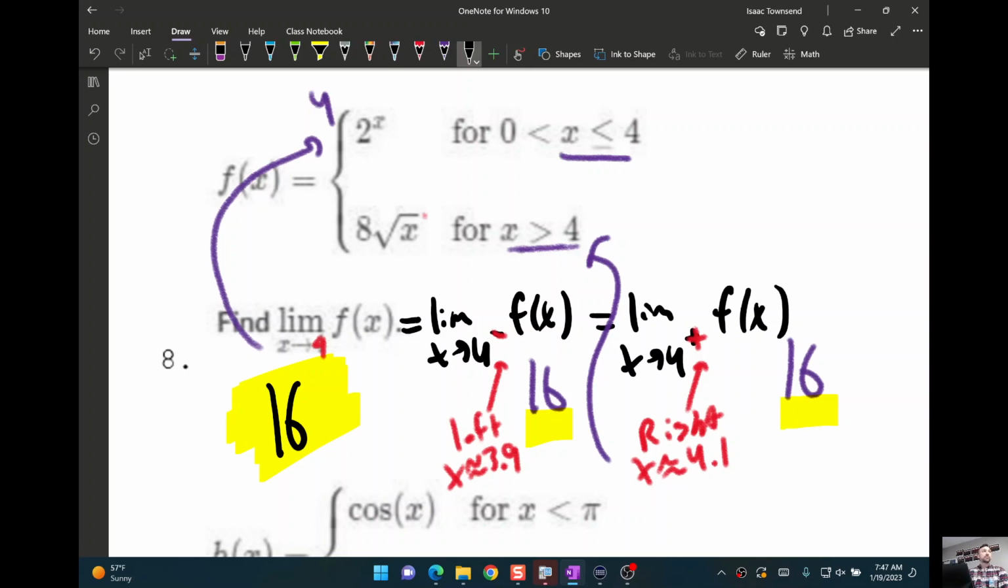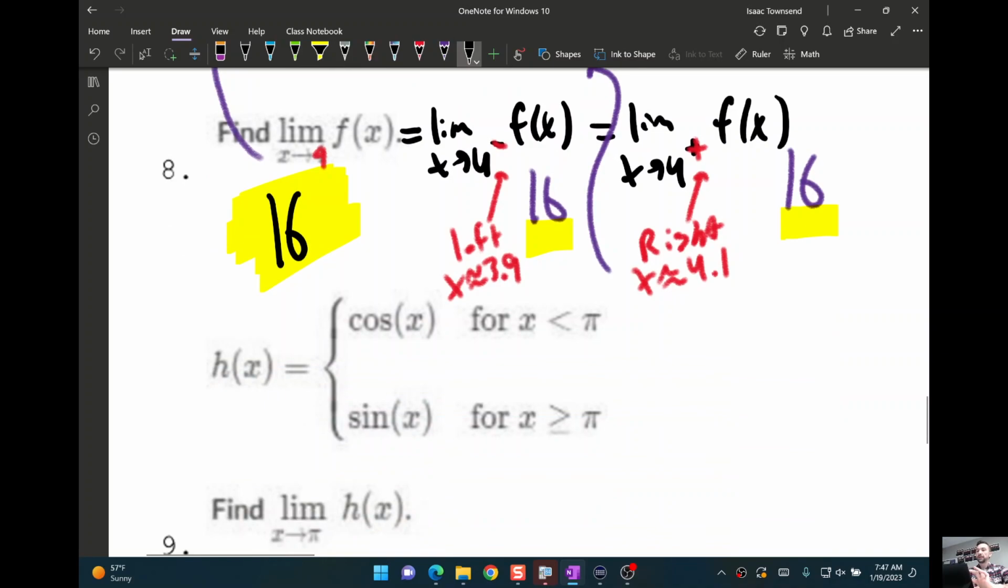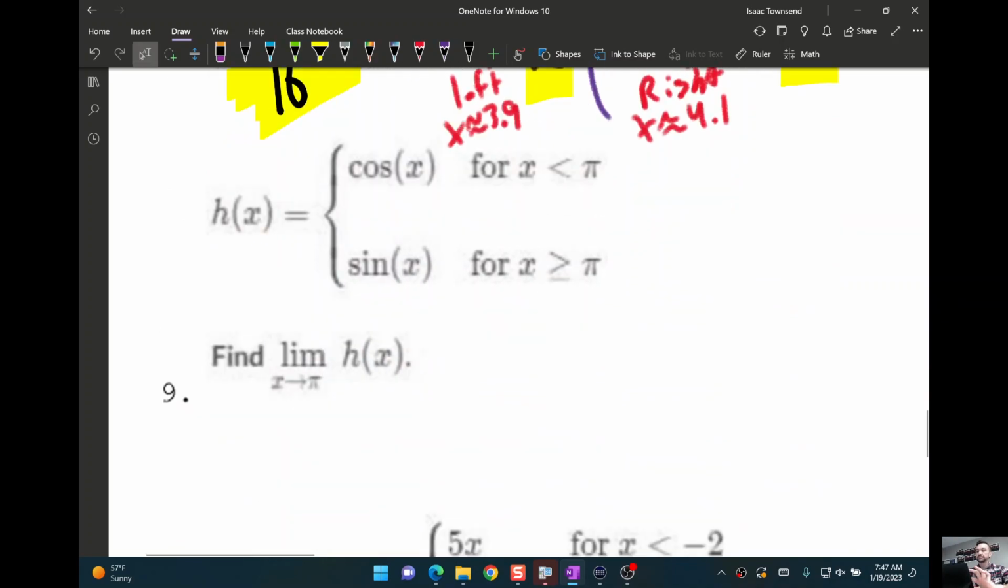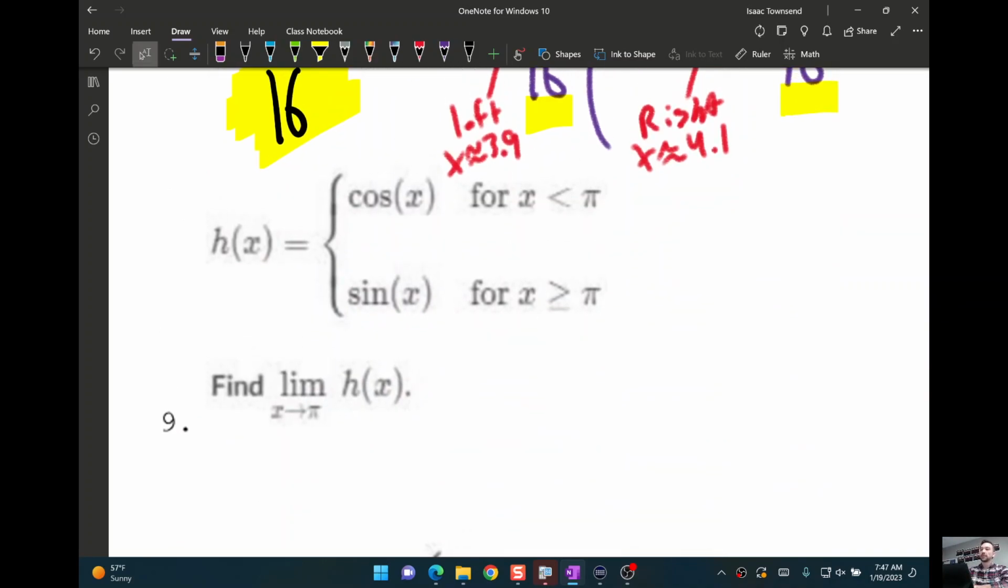Now, these are not formulaic. It's not that you're just going to always plug it into the top, get a number, plug it into the bottom, and get a number. You have to understand these piecewise functions more. Sometimes we're only going to plug it into one, and you got to know which one to plug it into. But that's an important skill to have. So let's look at 9.